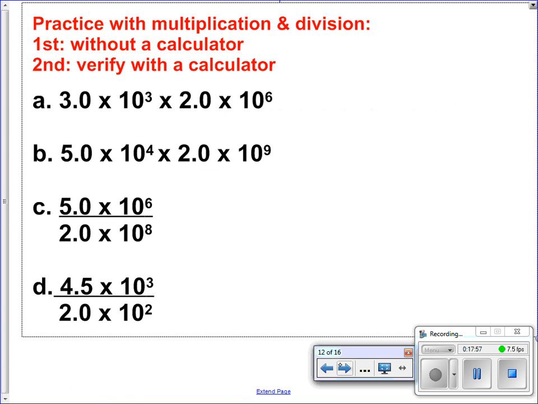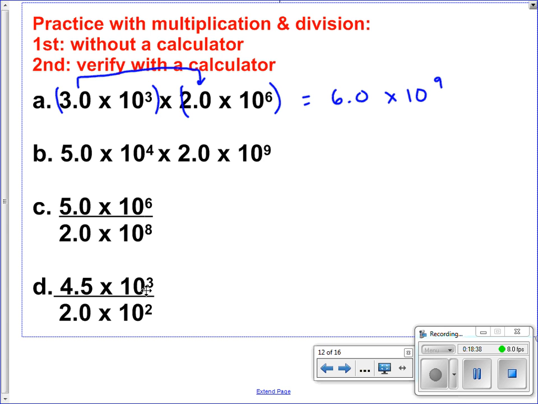All right, let's do some practice here. First, without a calculator. All of these numbers are really simple to do without a calculator, and then you can verify it with a calculator. In the first one, we have 3.0 times 10 to the 3rd times 2.0 times 10 to the 6th. And so to make it simpler for you to see it this way, first thing we're going to do is multiply our mantissas. What's 3 times 2? 6.0. Now, we are multiplying in scientific notation, so what do we do to the exponents? We add them. So this becomes times 10 to the 9th. 3 plus 6 is 9.